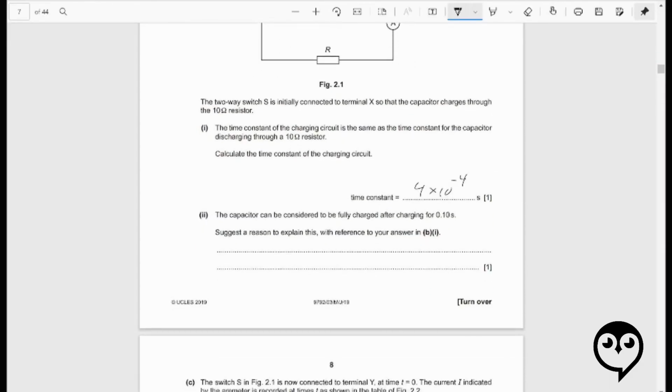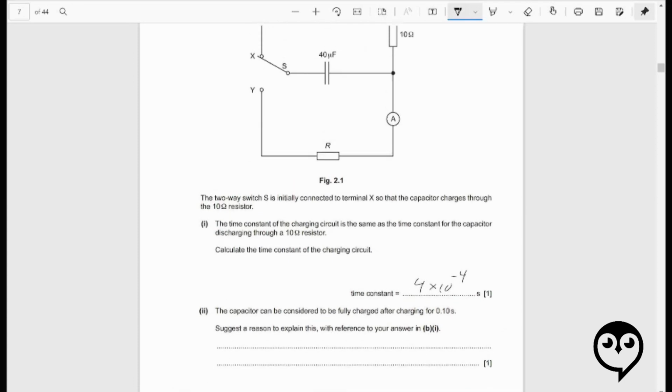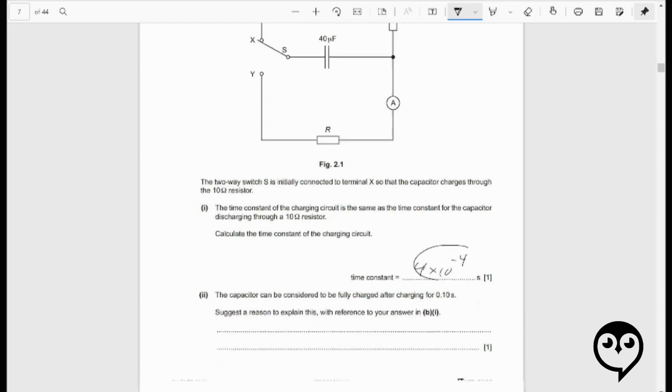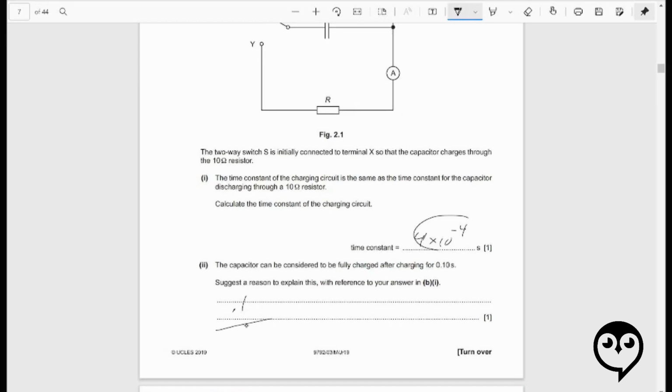You're amazing. You figured this all out already. And let's see, the capacitor can be considered to be fully charged after charging for 0.1 seconds. So just a reason to explain this with reference to our answer up above here. Well, the time constant is 4 times 10 to the negative 4 seconds, and that's a small amount of time. How many times would you say that goes in? 0.1 divided by my answer, I get 250. So that's 250 time constants will have passed in the tenth of a second. So I'd say that's more than enough time to be fully charged.